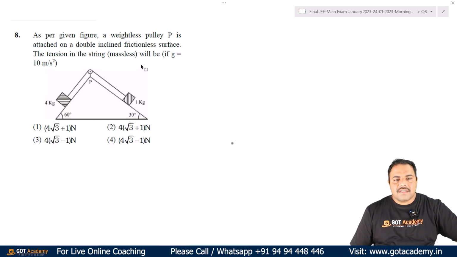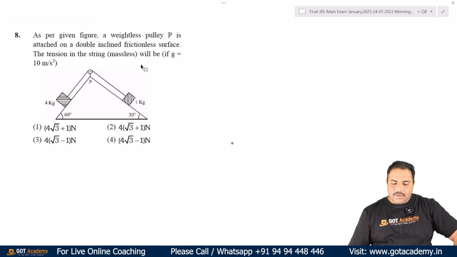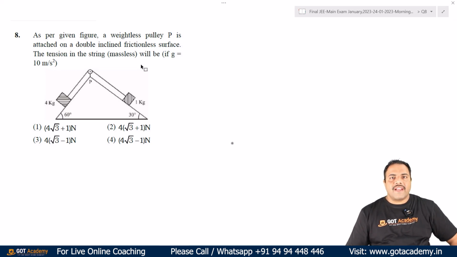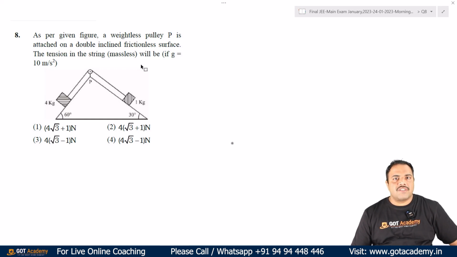So children, now let us discuss our 8th question. By looking at this particular diagram itself, we can say that this is from the laws of motion topic, right? The subtopic is pulleys, the Atwood machine. We used to say Atwood machine.